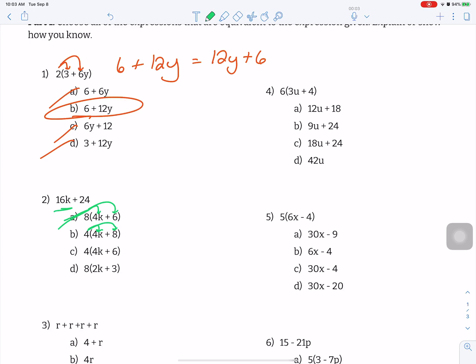4 times 8 is 32, but I'm looking for 24, so that one doesn't work. 4 times 4 is 16k, so that part is good so far. 4 times 6 is 24, C works. Just because I have one doesn't mean there isn't another one. 8 times 2 is also 16k, so I check 8 times 3, that also equals 24, so that'd be another one that can work.